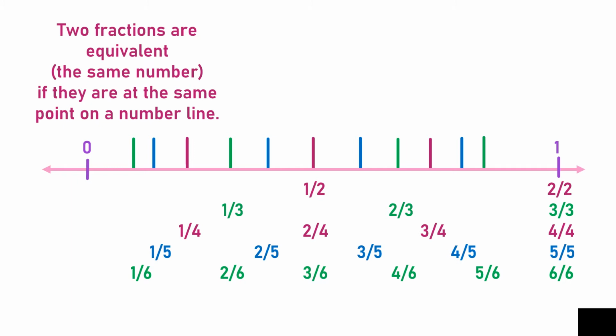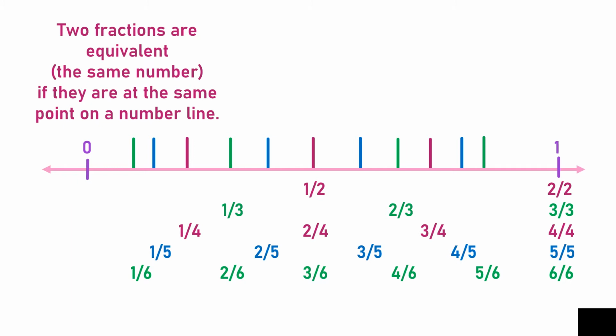So let's look at this number line. We've divided it into 2 equal parts, or halves, 3 equal parts, or thirds, 4 equal parts, or fourths, 5 equal parts, fifths, 6 equal parts, or sixths. If we have one of 2 equal parts, we have 1/2 of the unit. But what if we have 2 of 4 equal parts? We still have half the unit.